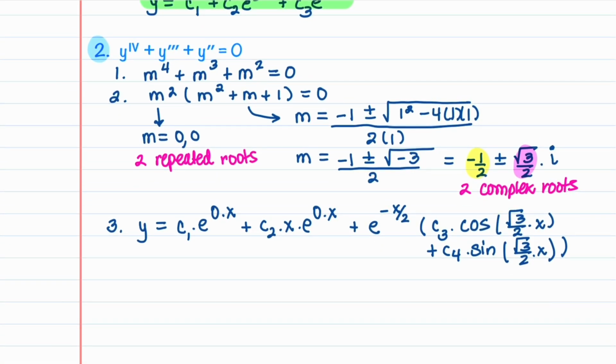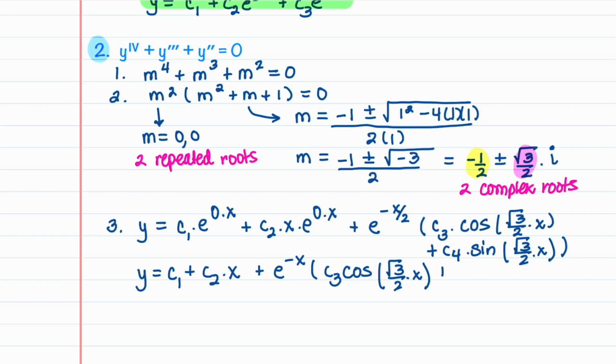We can then rewrite our solution as y is equal to c1 plus c2 times x. That's because e to the 0 is 1. And then we're just going to recopy this last part. e to the minus x over 2 times c3 cosine root 3 over 2 times x plus c4 times sine root 3 over 2 times x. And there's our solution.